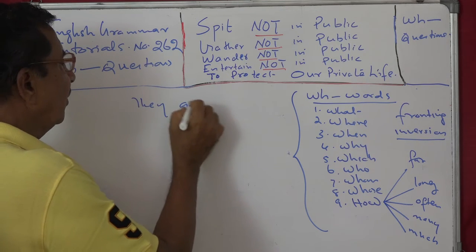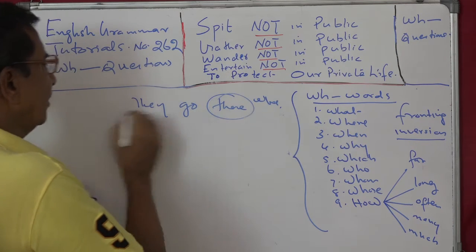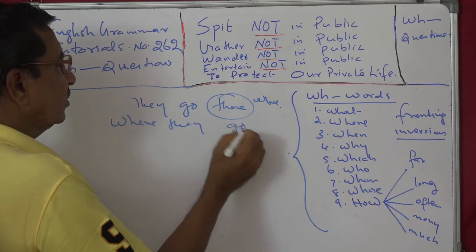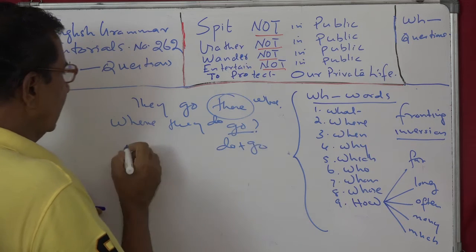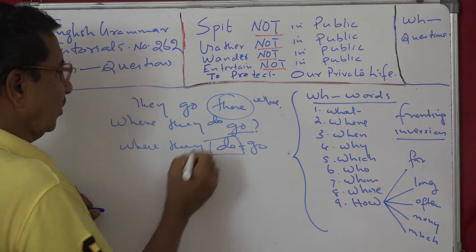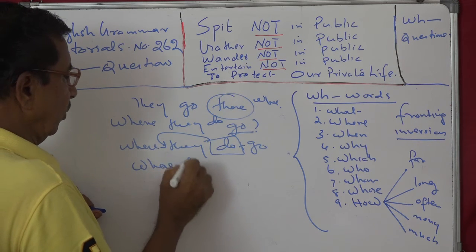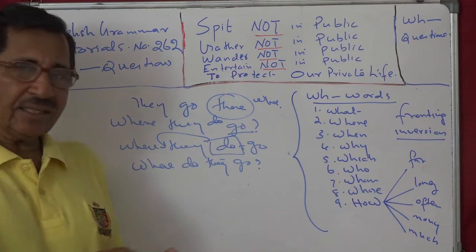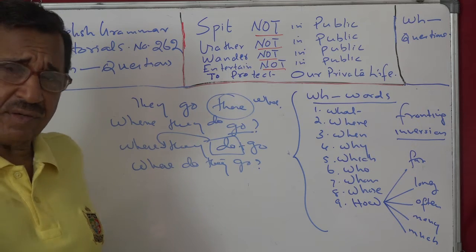They go there. Here again, the question word is where. So bring it here, then it will be where they go. It's not possible, so do insertion. You will get do plus go. Then the sentence will be where they do go. Now the second rule you apply. Bring it here, and then it will be where do they go. A simple sentence so that you can understand. Any sentence we can do like this, however long it is.